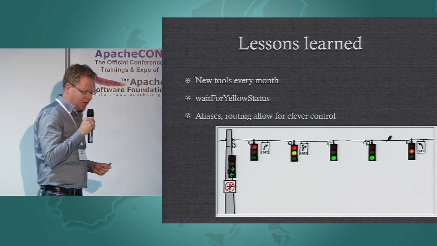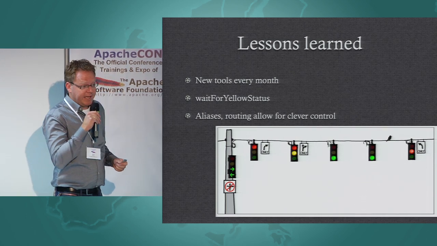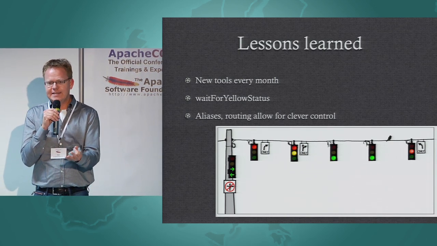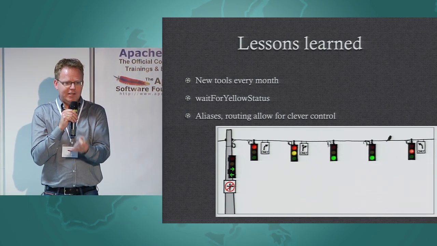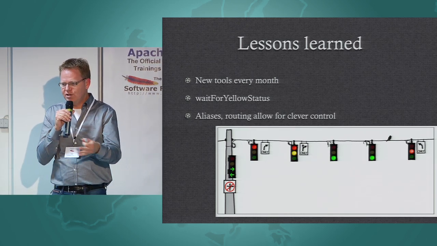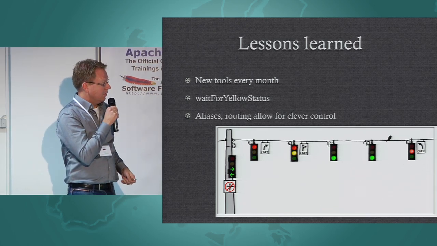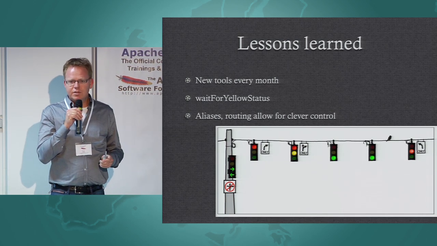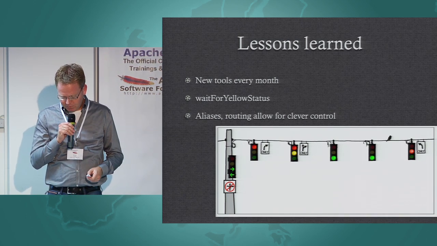One of the things I didn't know in the beginning was to actually wait for the yellow status. It's one of the calls to wait until a new node or an index is in a state where you can actually use it. Sometimes under race conditions you can get issues, but you can just wait for that. And using aliases and routing, you can do so many clever things. Those are some lessons learned.